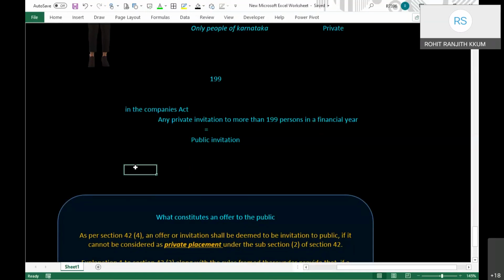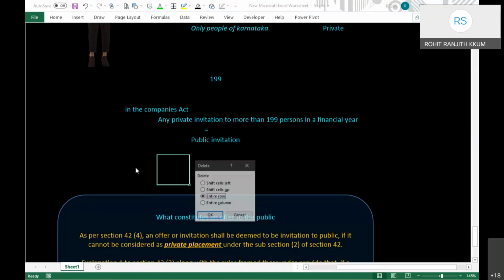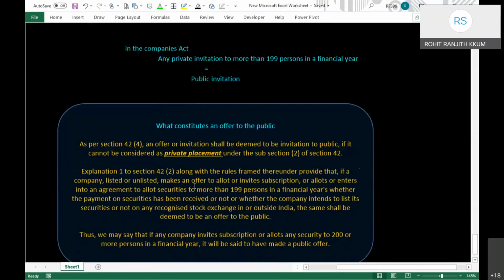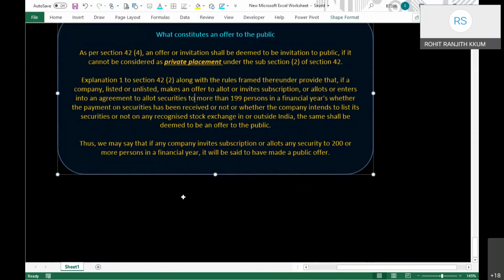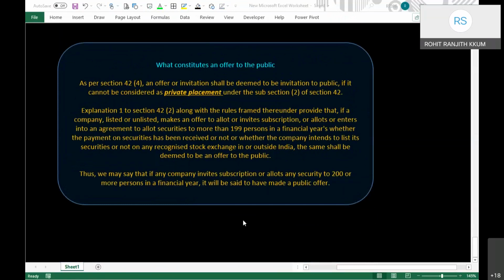Okay, what about a public invitation to less than 199 people? Is it public or private? Public invitation to less than 199 persons. क्या कर रहे हो? It is public. Got the point. So I hope all of you are clear with this. This rule has 2 exceptions. Already this exception was part of the CA Inter exam in the past, but I will tell later on, not now. Okay. Thank you very much, students.